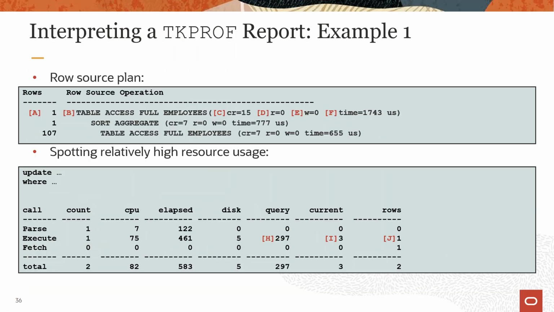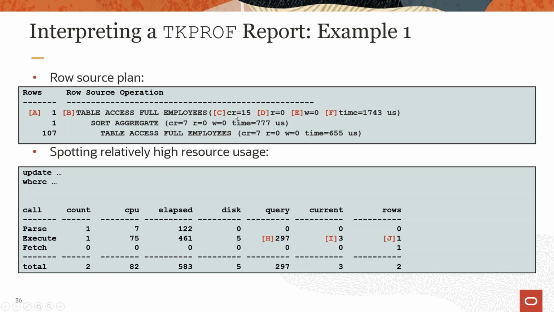Now, how do you interpret such a tkprof report? Well, when you look at the execution plan of an SQL statement, it's going to show you the different steps that have been carried out during the execution of that SQL statement. Now, the rows count output in this section is the actual number of rows returned at each step in the query execution, while B is the row source operation, which shows the operation executed at this step in the plan.